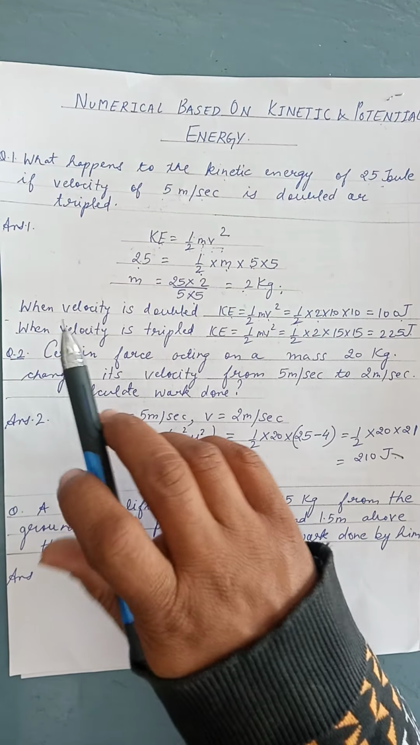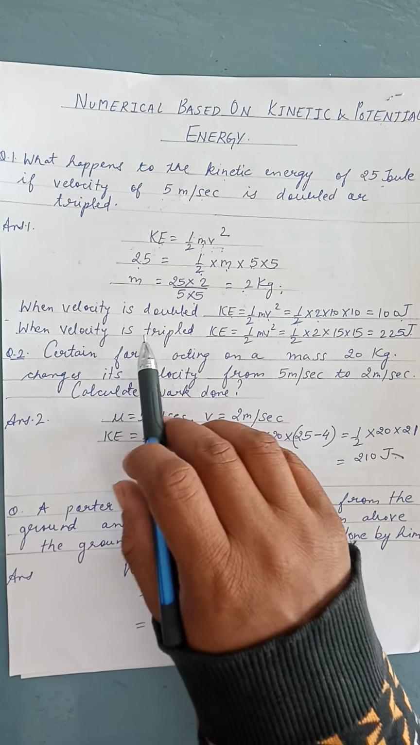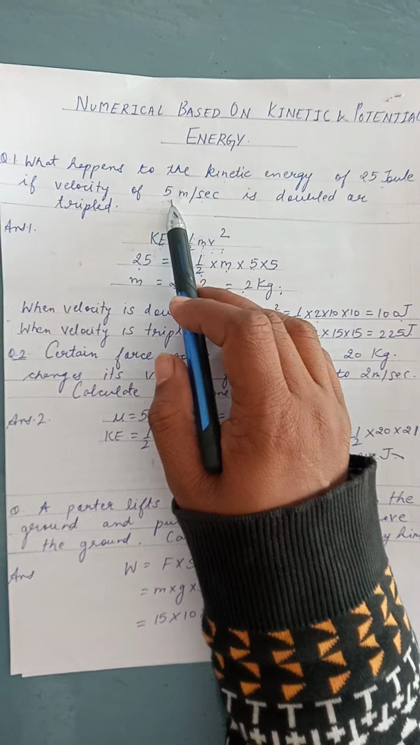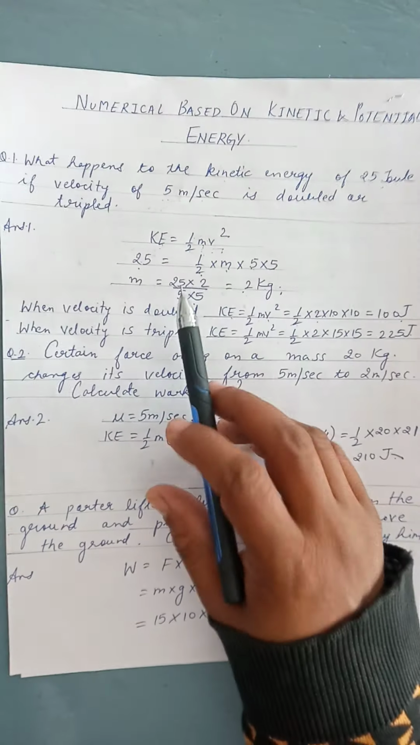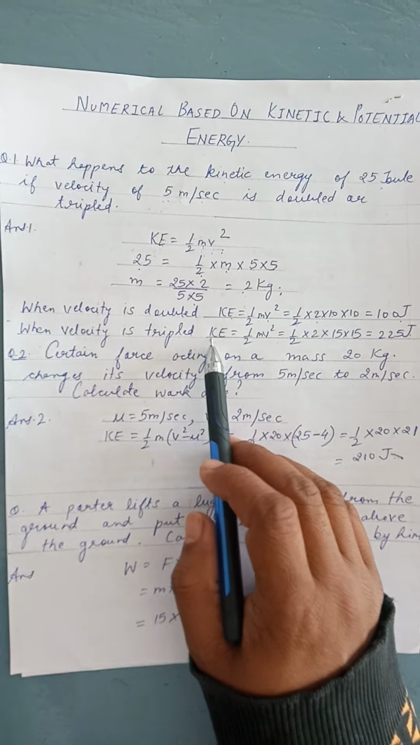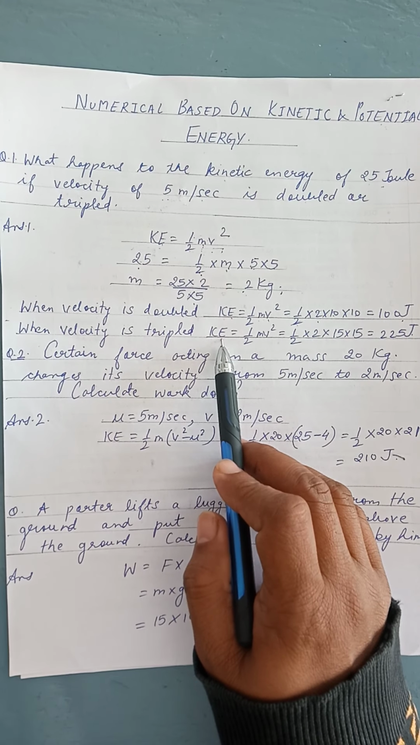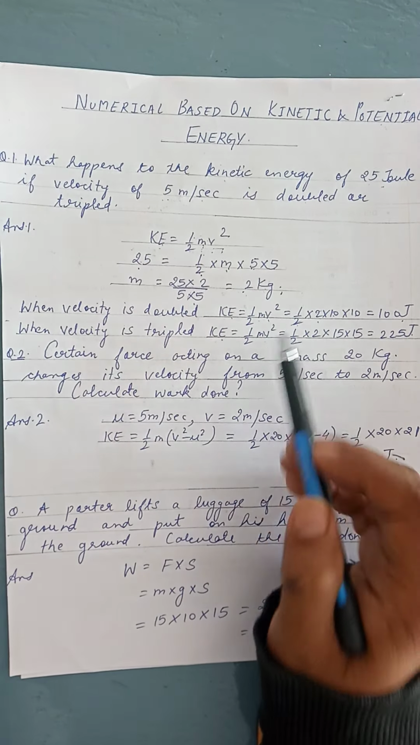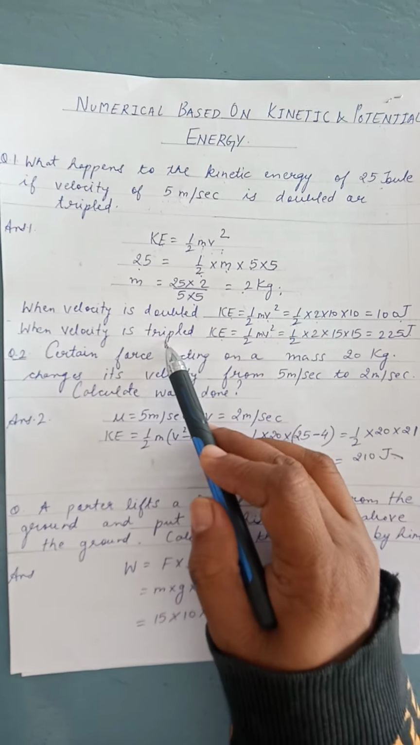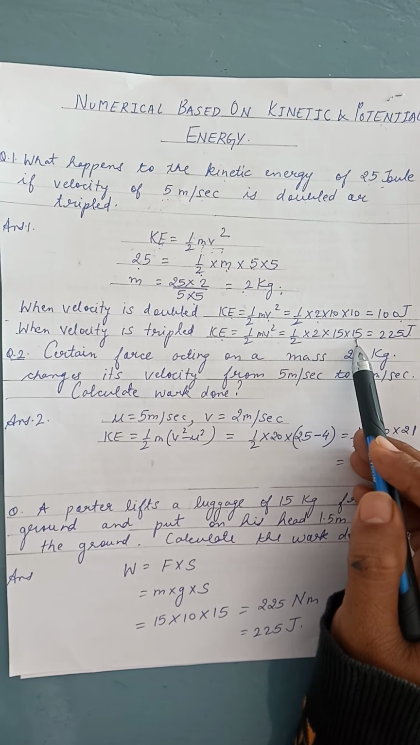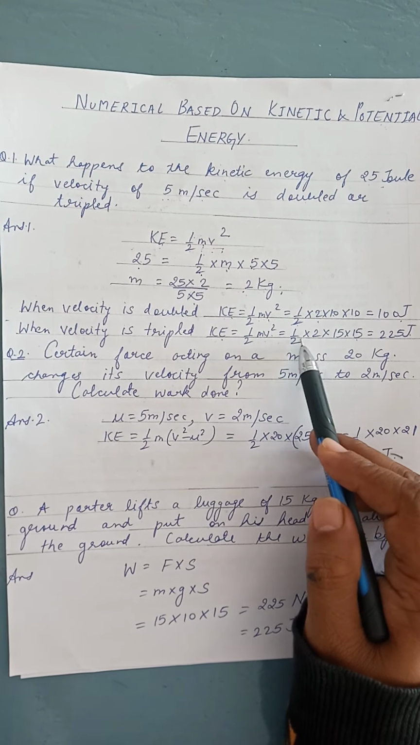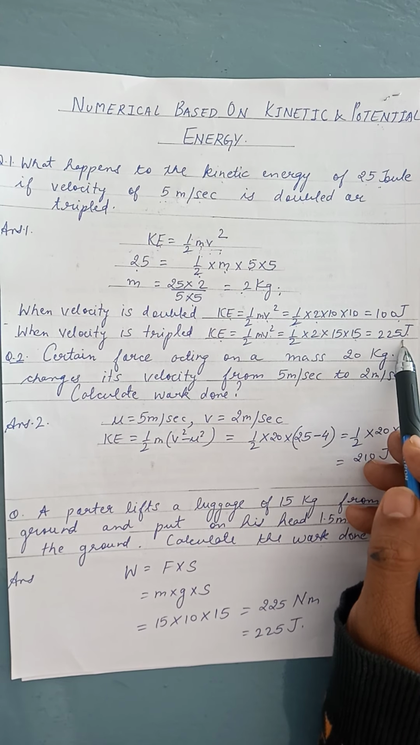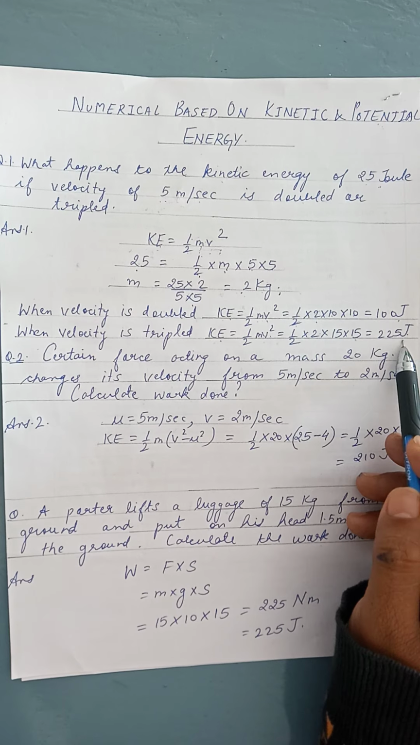Now next we have to find out when the velocity is tripled. You can see here 5 was the velocity. When you triple it, 5 into 3, you will get 15. So again we write the same formula for kinetic energy, half mv square. M we have calculated as 2 kg. Velocity, now we have to take the tripled velocity, it means we will write 15 into 15. When you solve it, this 2 and 2 will get cancelled off, and 15 square is 225 joule. So like this you have to solve the question.